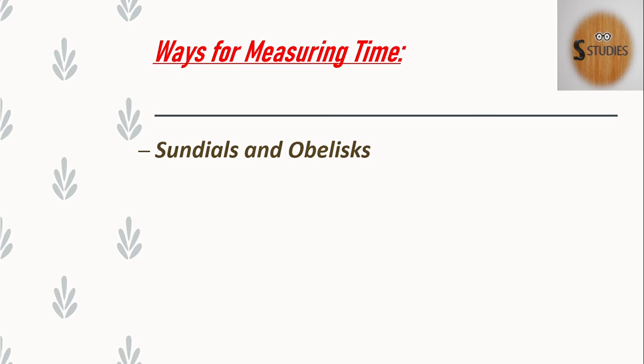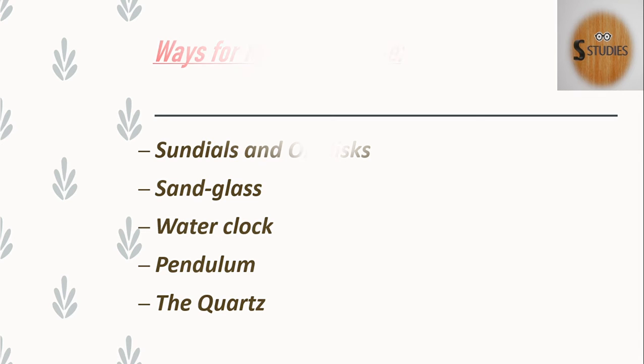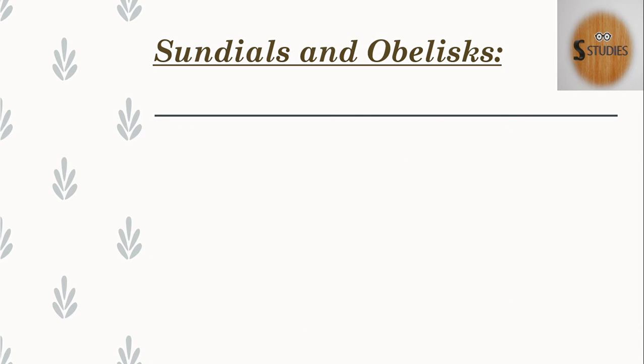Sundials and obelisks, sand glass, water clock, pendulum, the candle clock. These are the five things they used in the past to measure the time. First, let's learn about sundials and obelisks.